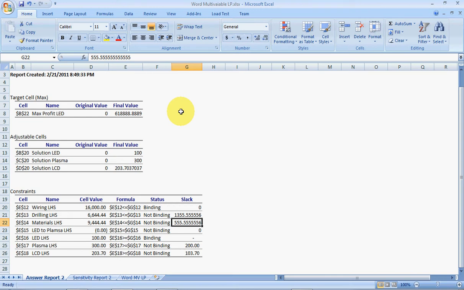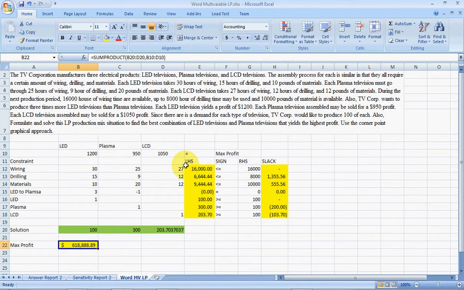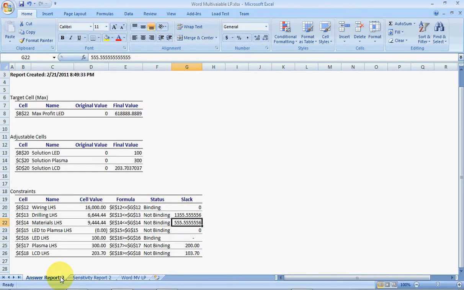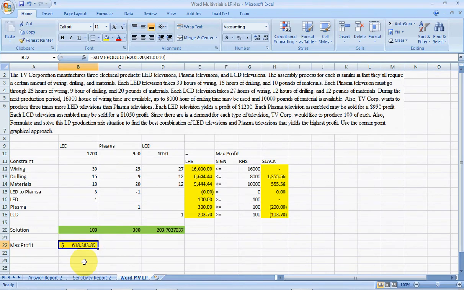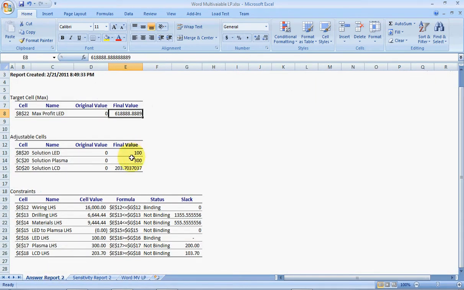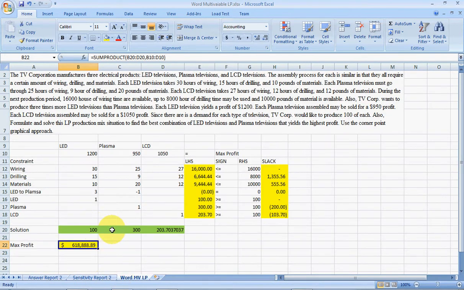In this tutorial I'm going to go over how to read the answer report and sensitivity report. So I'm going to use the report that we got when we did the multivariable linear program in a word problem format. So first thing, looking at the answer report, we see that it gives us our max profit, which actually is right here too, and that our solution for each one of these is right here as well.